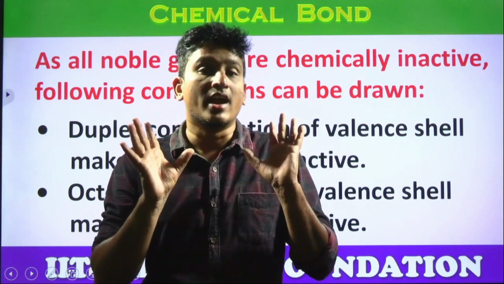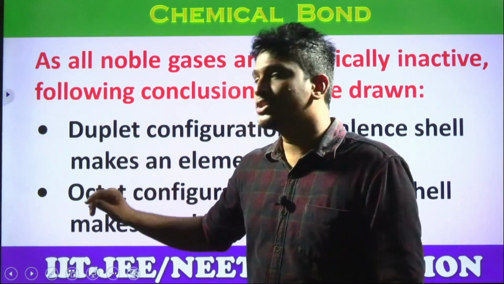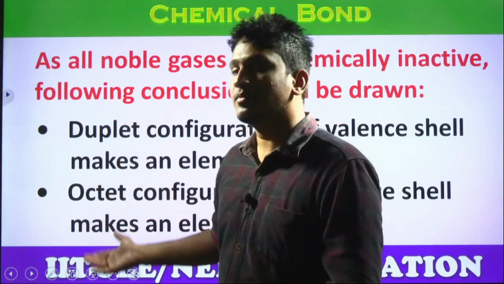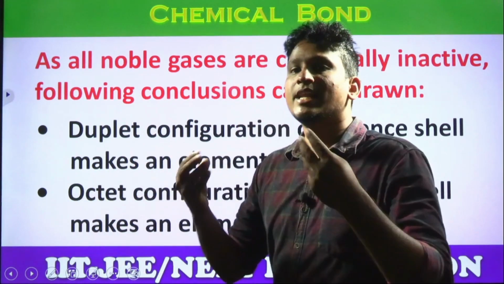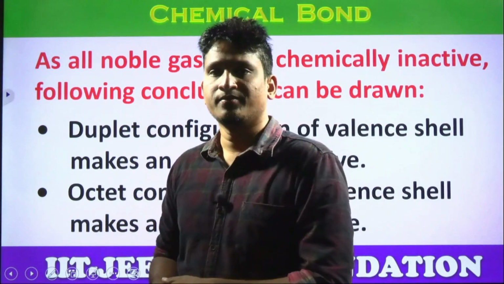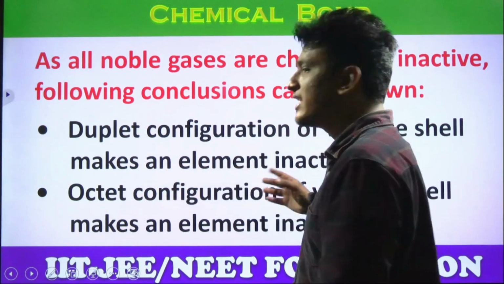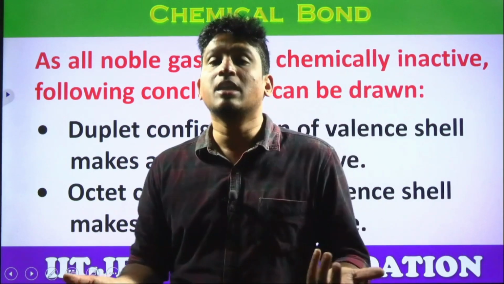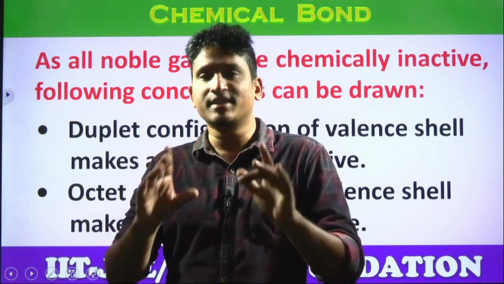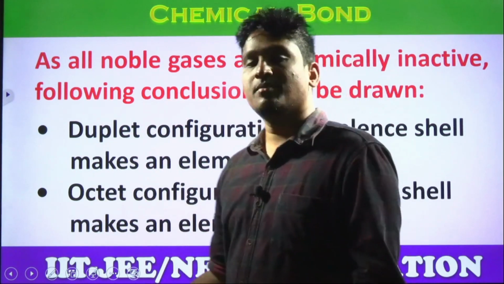Got the clarity? And which configuration do they always want to achieve? Either duplet configuration or octet configuration. Which elements can get duplet configuration? The elements which are near to the hydrogen atomic number, like lithium, beryllium, hydrogen. So duplet configuration of the valence shell makes an element inactive. What is the meaning of inactivity? Chemical unreactivity. That is what every element wants. Likewise, octet configuration of the valence shell makes an element inactive.